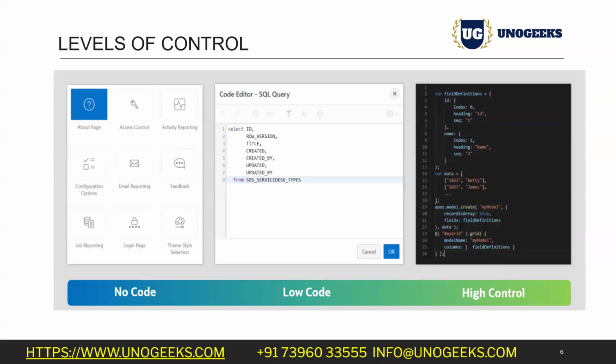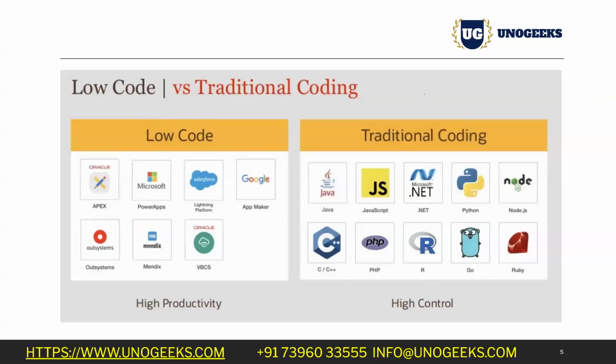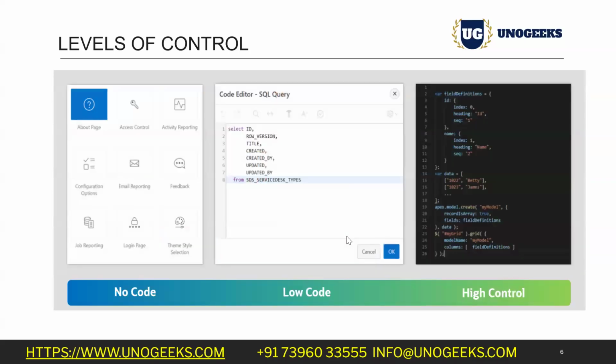Then in Oracle, in other platforms, it's only low code, which means you can just go and use low code only. In case you want to write your own code for everything, that is not possible, which we used to do in traditional coding. But in Oracle Apex, it is possible. So Oracle Apex provides all levels: no code, low code, and high control.